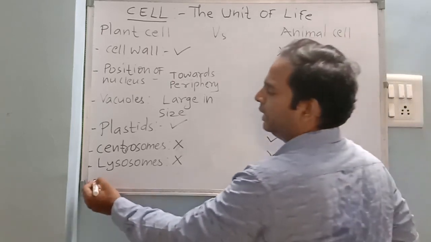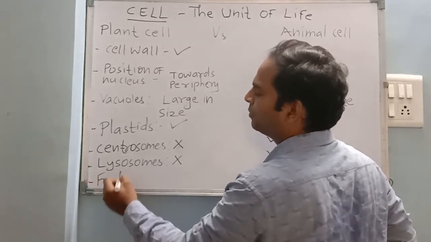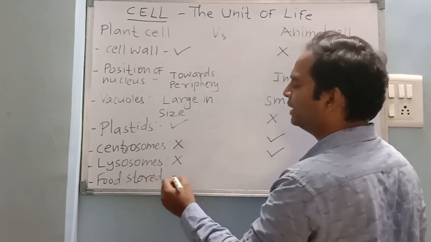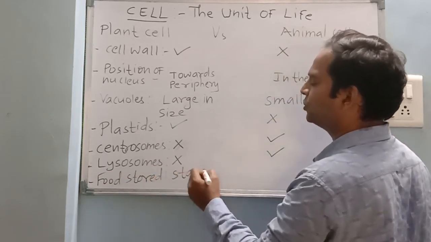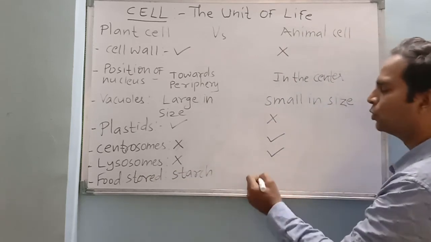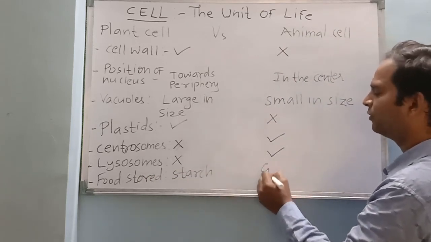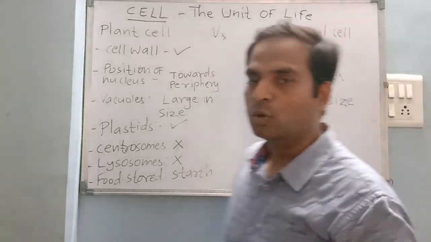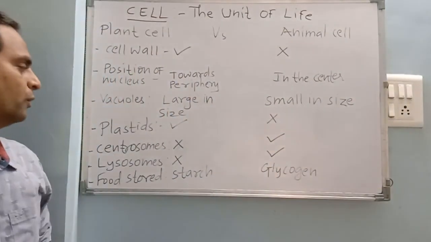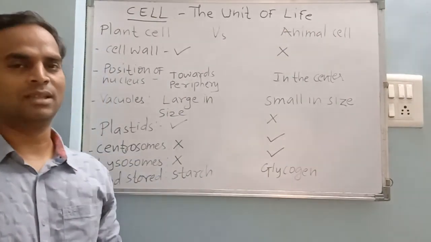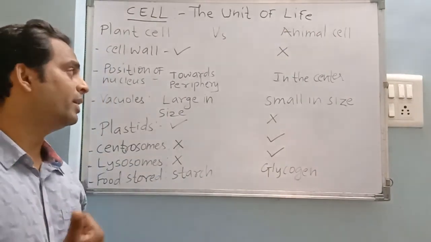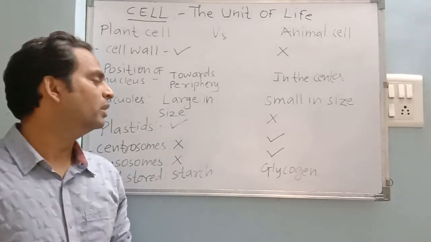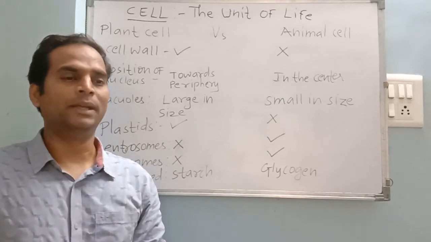Food stored in plants. Yes, can you guess? Food stored in plants is in the form of starch, and the food stored in animals is in the form of glycogen. So these are the two main differences which are expected to be asked in the examination: prokaryotic cell versus eukaryotic cell, plant cell versus animal cell. So you need to learn these differences properly.